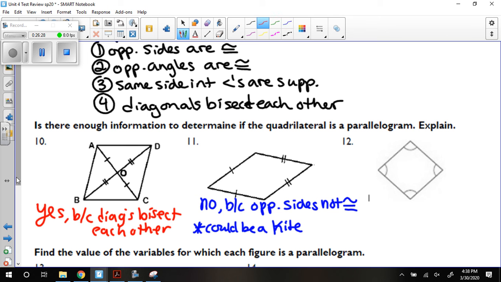Okay, for number 12, I've got my angles marked congruent, so I need to look. Property number 2 said opposite angles are congruent. Well, this angle is congruent to this angle, and this angle is congruent to this angle. Okay, so this is a yes, because opposite angles are congruent.